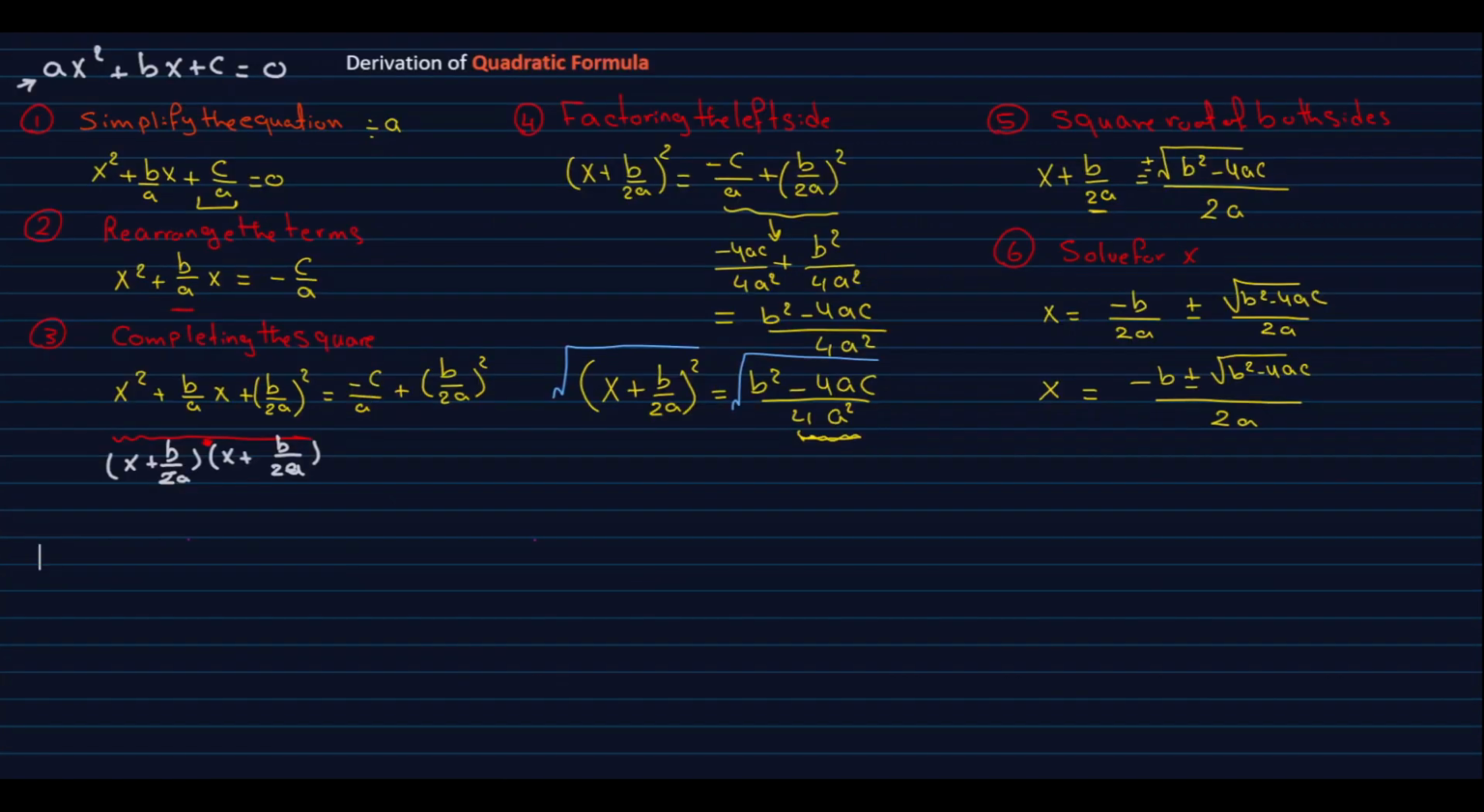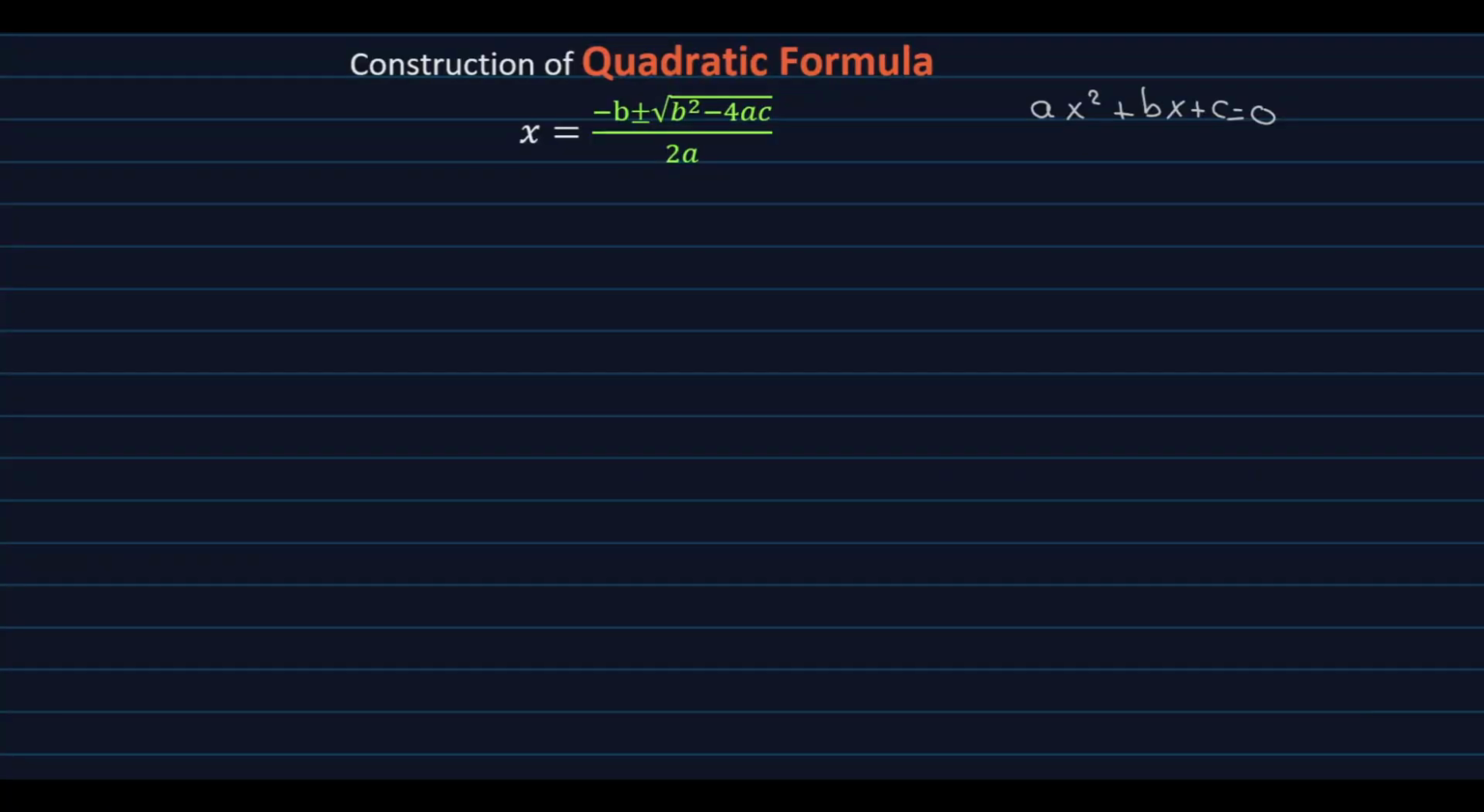This is the derivation for the quadratic formula that we all are looking for. Super systematic, super basic and super simple. Just follow the steps. Next, the construction of the quadratic formula. We're going to take each part in this equation and explain it and why it's useful.